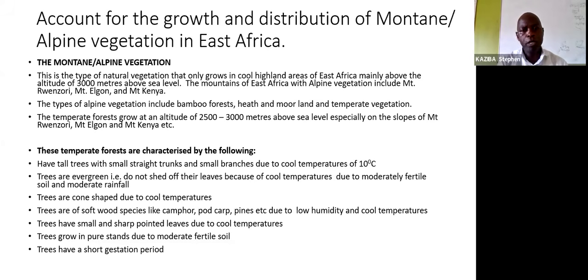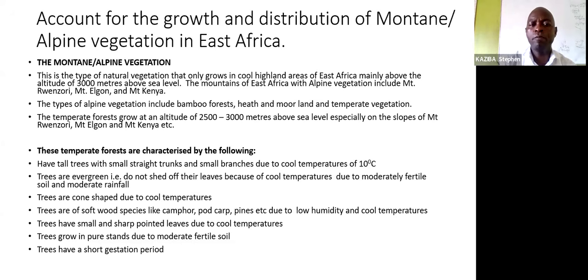So we talk about bamboo, heath and moorland, and temperate. Period. We talk about those ones only. You don't bring in other issues. So how do we attempt this question?